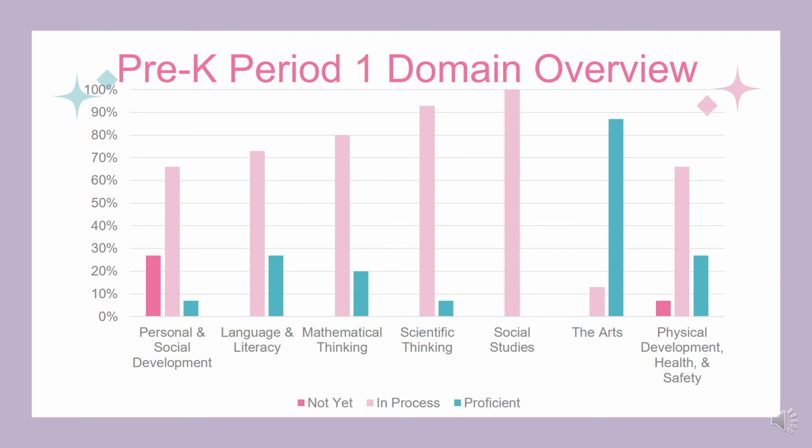And then when you move down to physical development, health and safety, we do have some children who were in the fall at not yet, but mostly in process and proficient. So by looking at this baseline data, it tells us that, for personal and social development and physical development, health and safety, there's a lot of growth that we need to support children with there. And then it looks like with these other domains, our children are largely on track to at least being in process towards the learning goals within that domain.